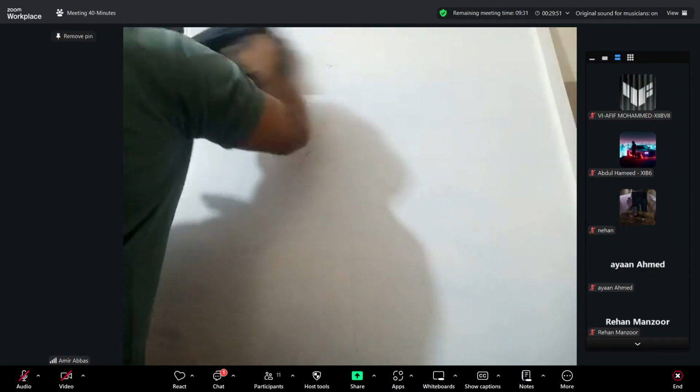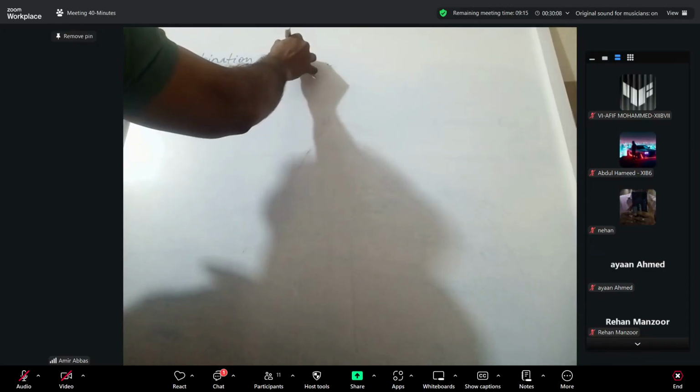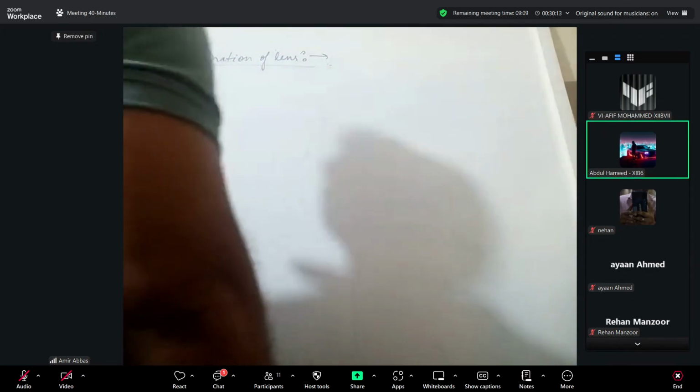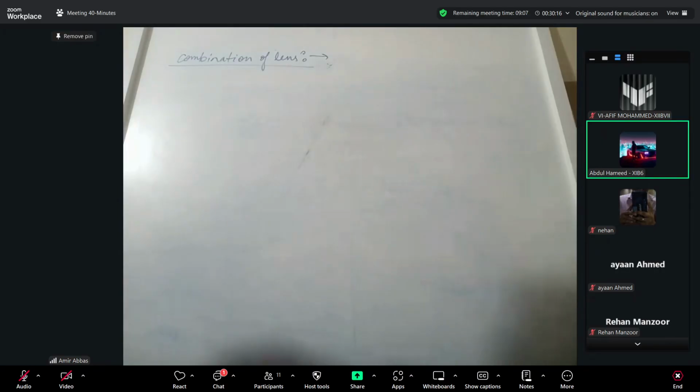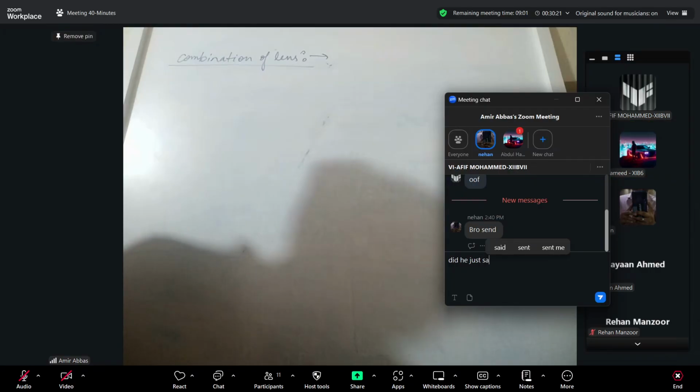Now, combination of lenses. When two lenses are combined together, what will be the nature, the magnification, and the net focal length, that is all we need to see. That is called combination of lenses. Sir, one doubt. Yeah, bro. Sir, R1 is 10 and R2 is minus 15, right? One is minus, one is positive. Okay.